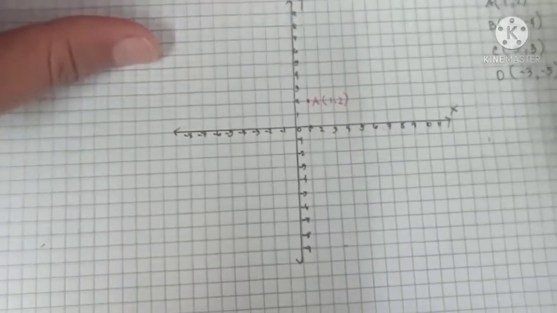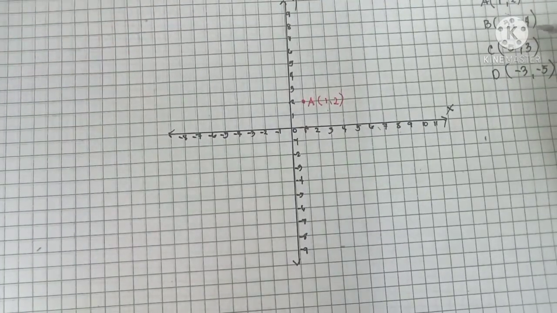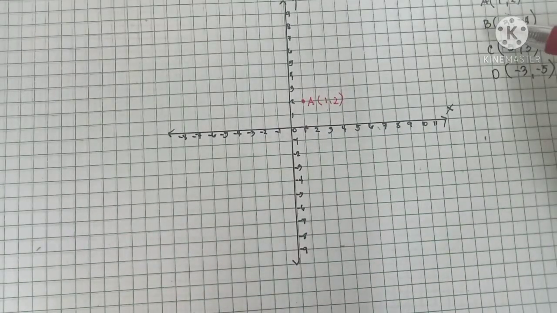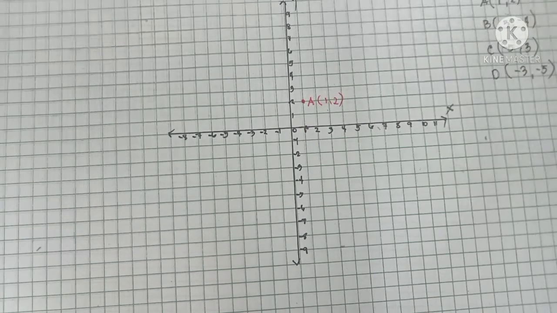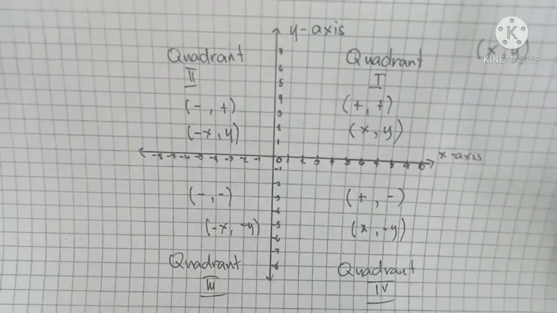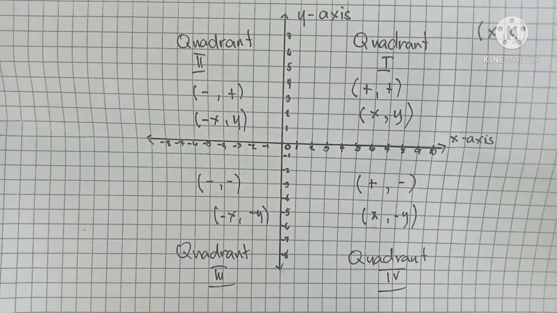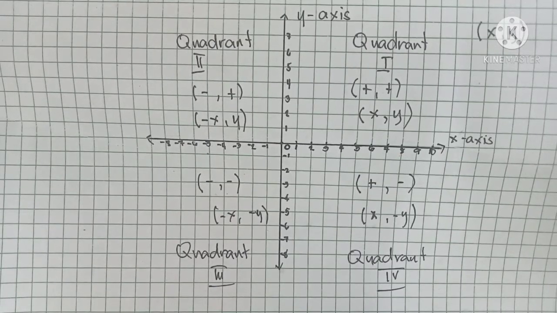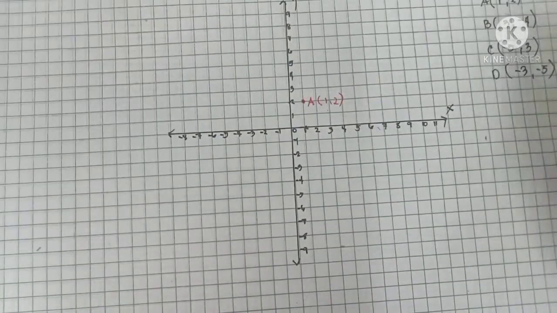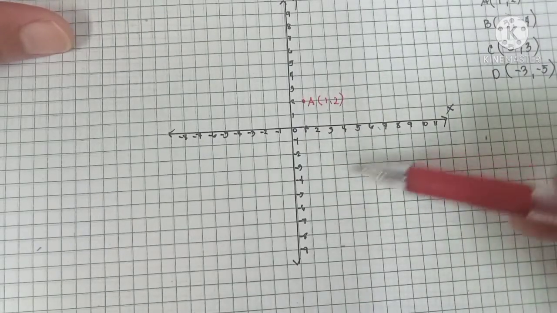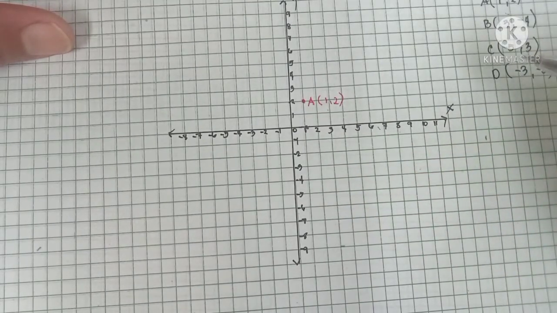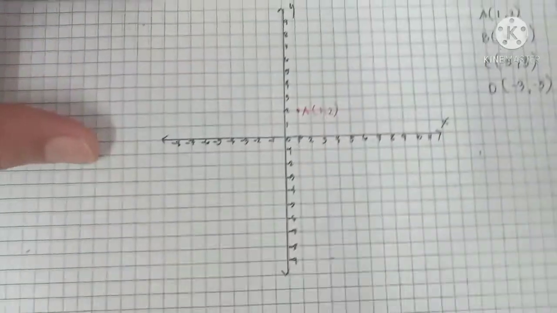Next, where is point B? 3, negative 4. What quadrant is that? What quadrant is point B located in, in which the first or the x value is positive and the y value is negative? X is positive and y is negative. So that is at quadrant number 4. Yes, that is located at quadrant number 4. Quadrant number 4 is where x is positive and y is negative.